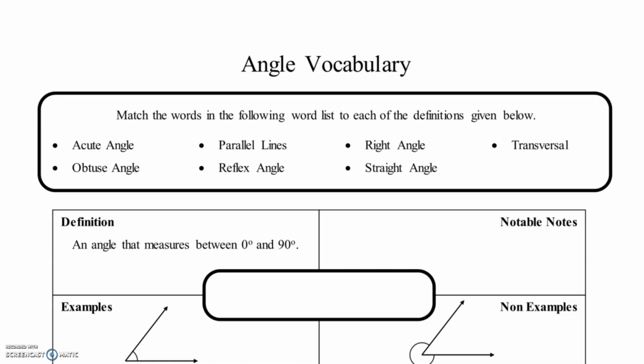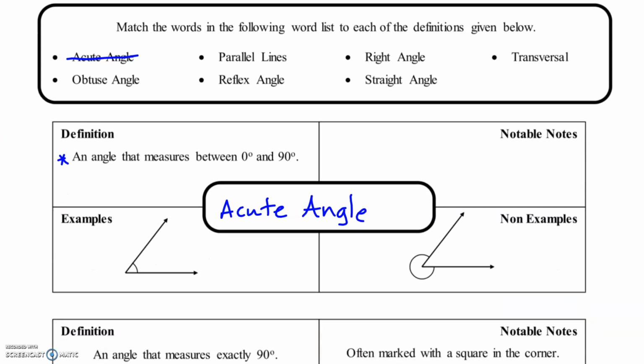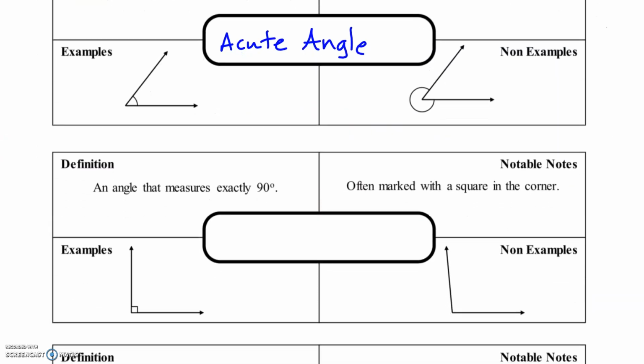This lesson is looking at angle theorems, and we're going to start by reviewing some terminology that I want you to be familiar with. Our first definition: an angle that measures between 0 and 90 is called an acute angle. For the next blank, it says an angle that measures exactly 90 degrees, and we know from our Pythagorean theorem lesson that is a right angle. And it's often marked with a square in the corner.